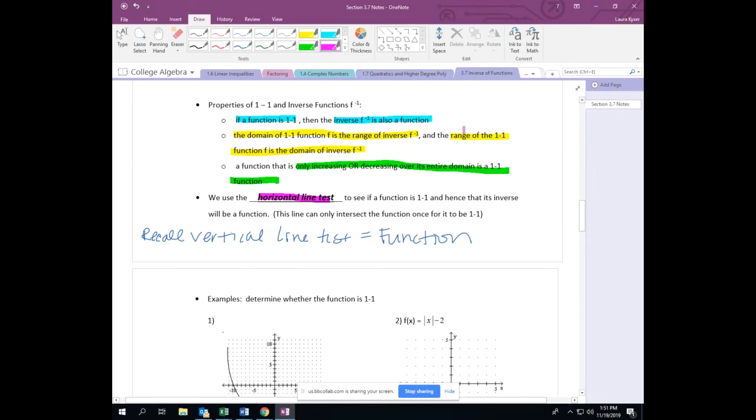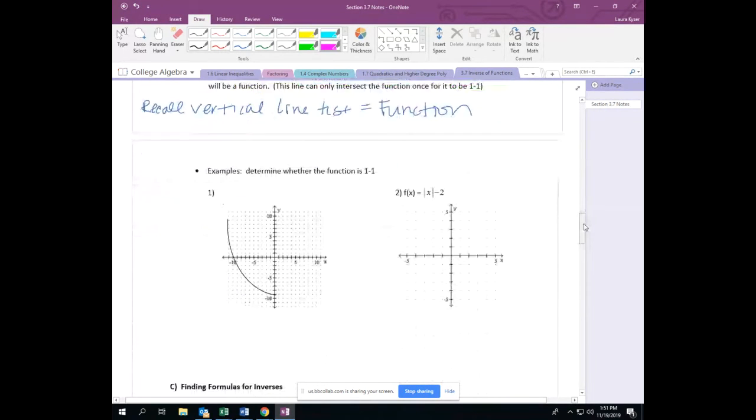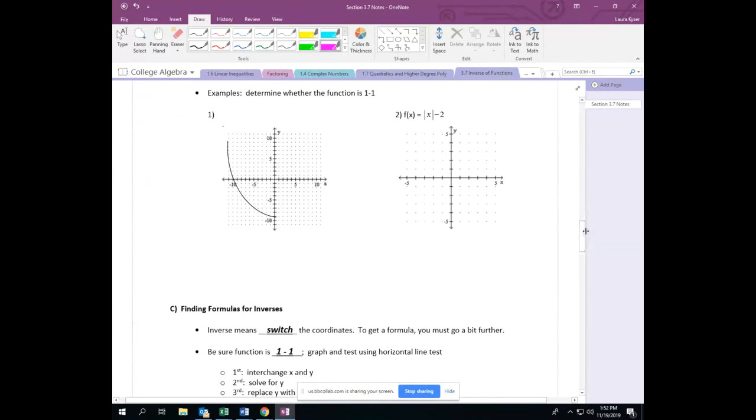So we have to check. We have a couple different examples here. The first one is already drawn for us. The second one is not drawn, so we're going to have to draw it. But we are checking now just to see if it's one-to-one. So we're only using the horizontal line test.